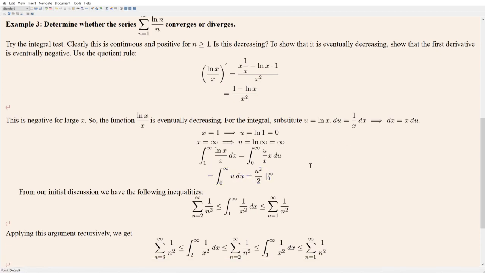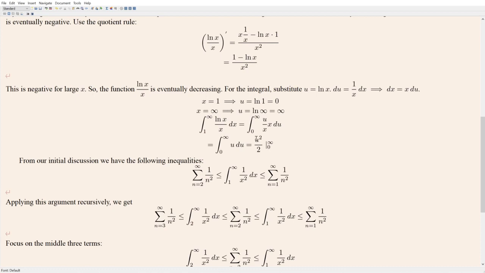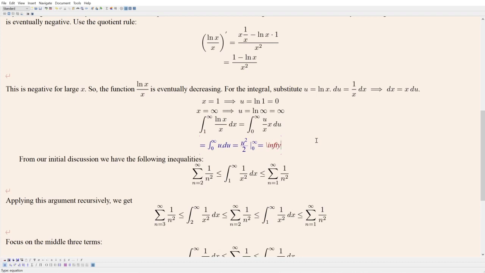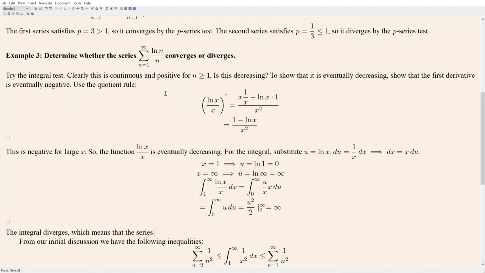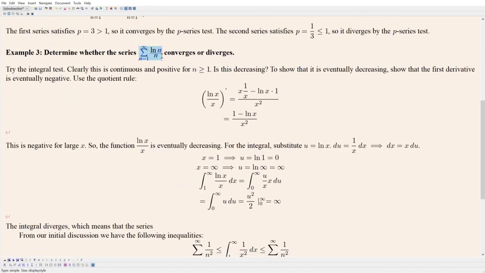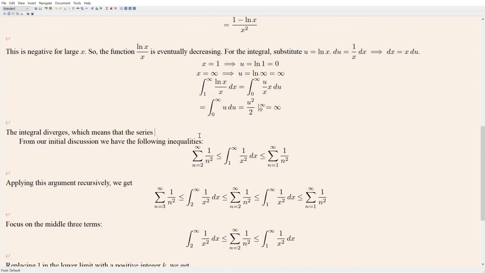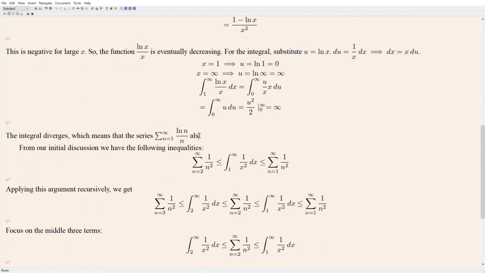Well, now we can see that this is in fact going to diverge, because what happens to u squared in the limit as u goes to infinity? Well, naturally that's going to explode. And then what happens when you plug in 0? Well, that's just 0. So infinity minus 0 is infinity. So the integral diverges, which means that this series also diverges by the integral test.